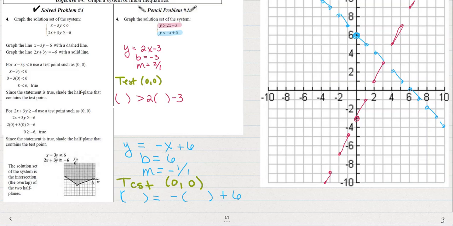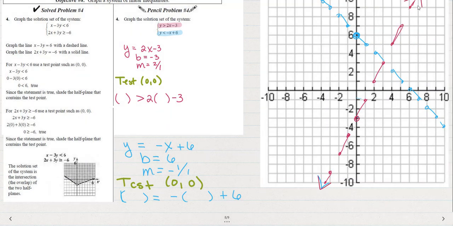Let's try one last example. In this example, we're going to graph the solution of the system. y is greater than 2x minus 3, and y is less than negative x plus 6. If I start with y equals 2x minus 3, do you see that I have that in pink here? The b is negative 3, so the y-intercept is negative 3. The slope is 2, or 2 over 1, so I'd go up 2, right 1, and I'd get this pink line.